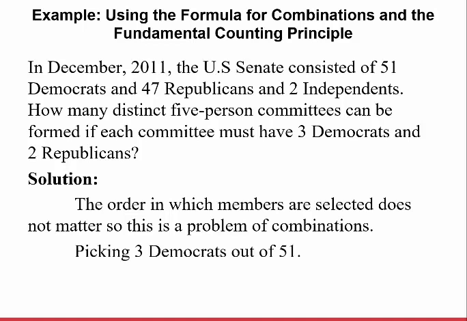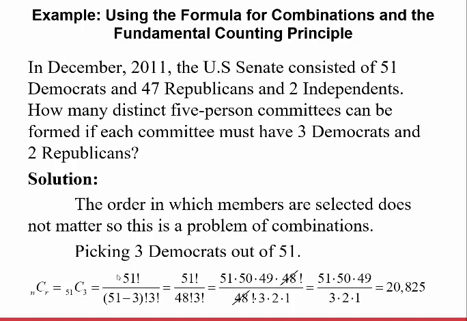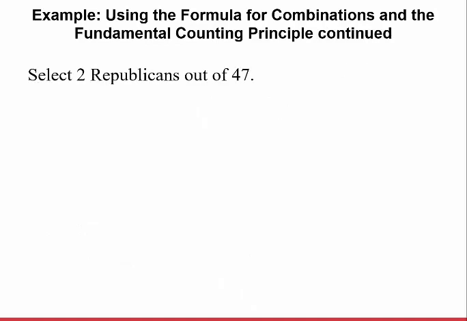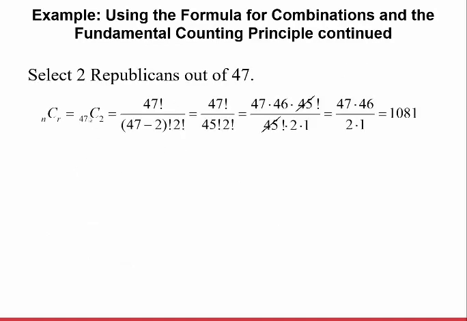So the first thing we have to do is pick the 3 Democrats from the 51. How are we going to do that? Well, that's nCr. There are 51 Democrats and I want to choose 3 of them, so it's an n and r problem. This is just a combination, and you get 20,825 different ways you could choose 3 Democrats from the 51 Democrats. But now we need to do the 2 Republicans. It's the same thing, but it's 47 choose 2. There are 1,081 ways you could do this.